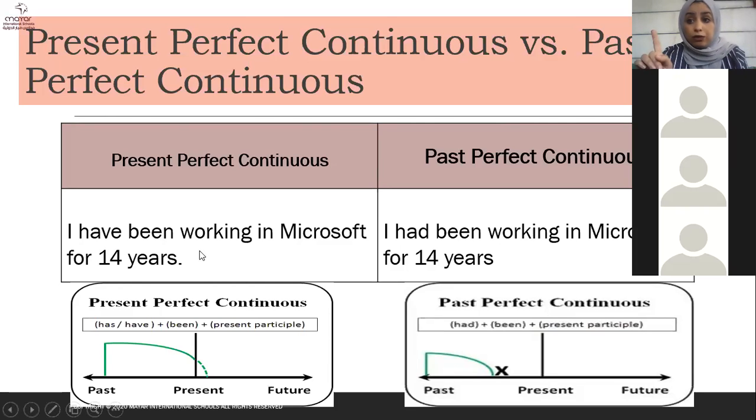So I have been working, other than the form, by the way, I'm not talking about differences in the form because it's pretty obvious that we have been working and had been working. I'm talking about the meaning. Now, if this person comes to me and says, I have been working in Microsoft for 14 years, what I will understand immediately is that he started 14 years ago and until now he works in the company. So this person is still working in Microsoft. Again, he started in the past, 14 years ago, and until the present time he works in this company.